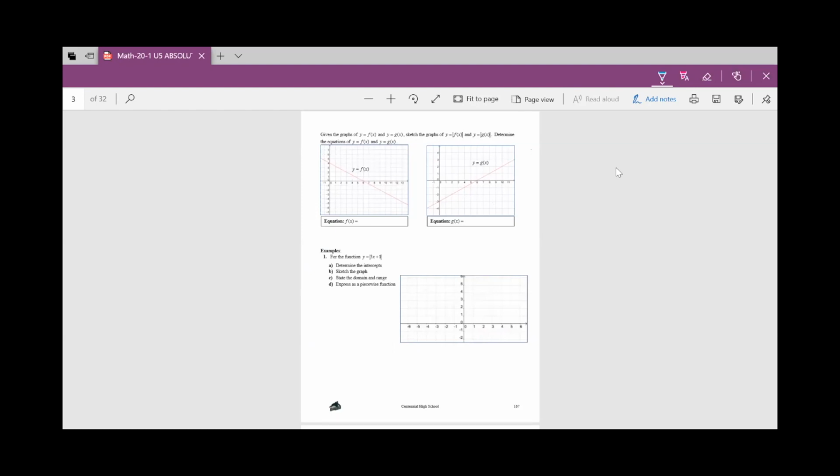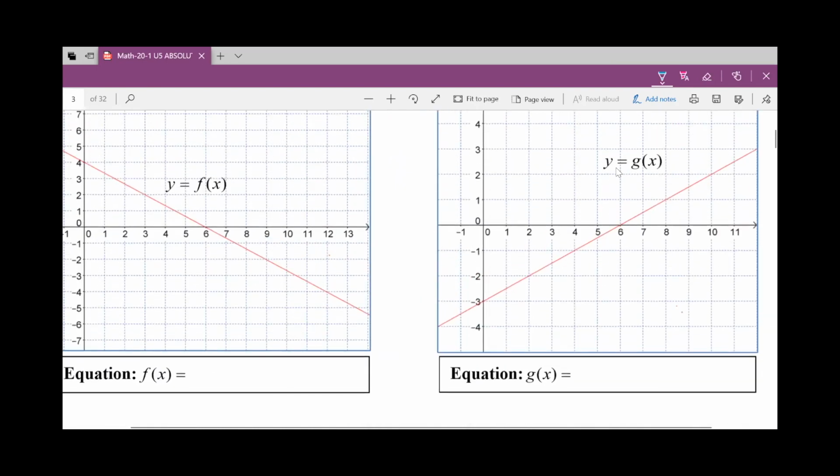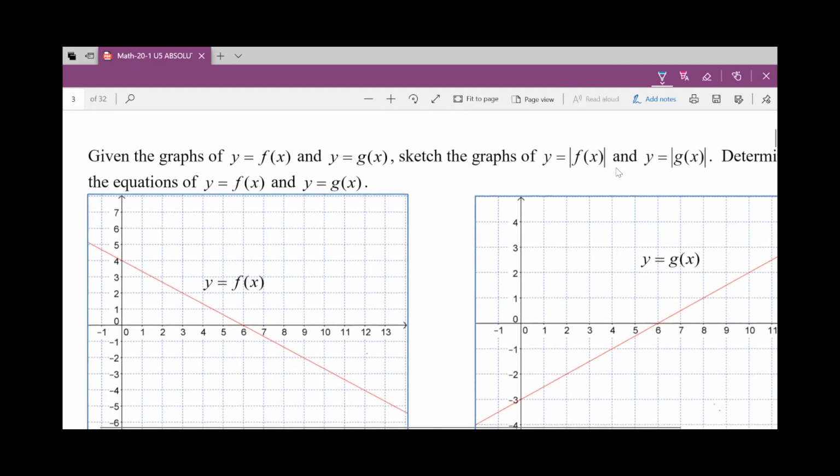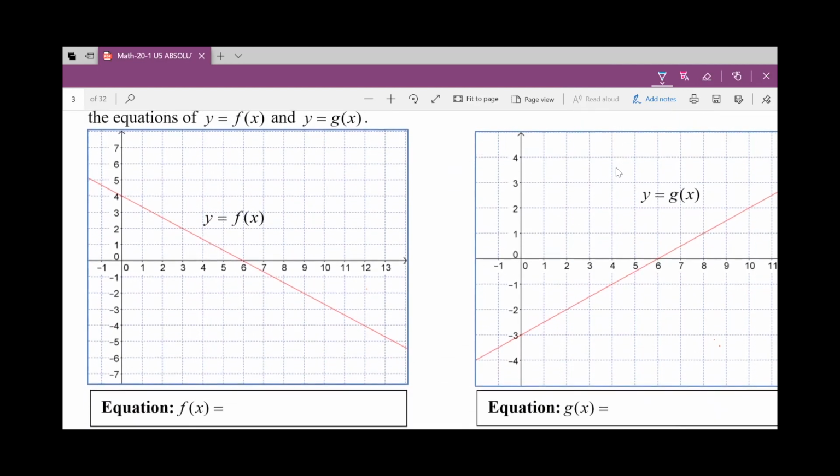We are on page 167, so let's do some examples and have this make a little bit of sense. Given the graphs of f of x and g of x, there's f of x, there's g of x. We're going to do each one individually. Given f of x and g of x, sketch the graphs of their absolute values and determine the equations of the original line. So it's asking us for the equation of the original line, and for the absolute value of that line. Let's do the simple stuff first.